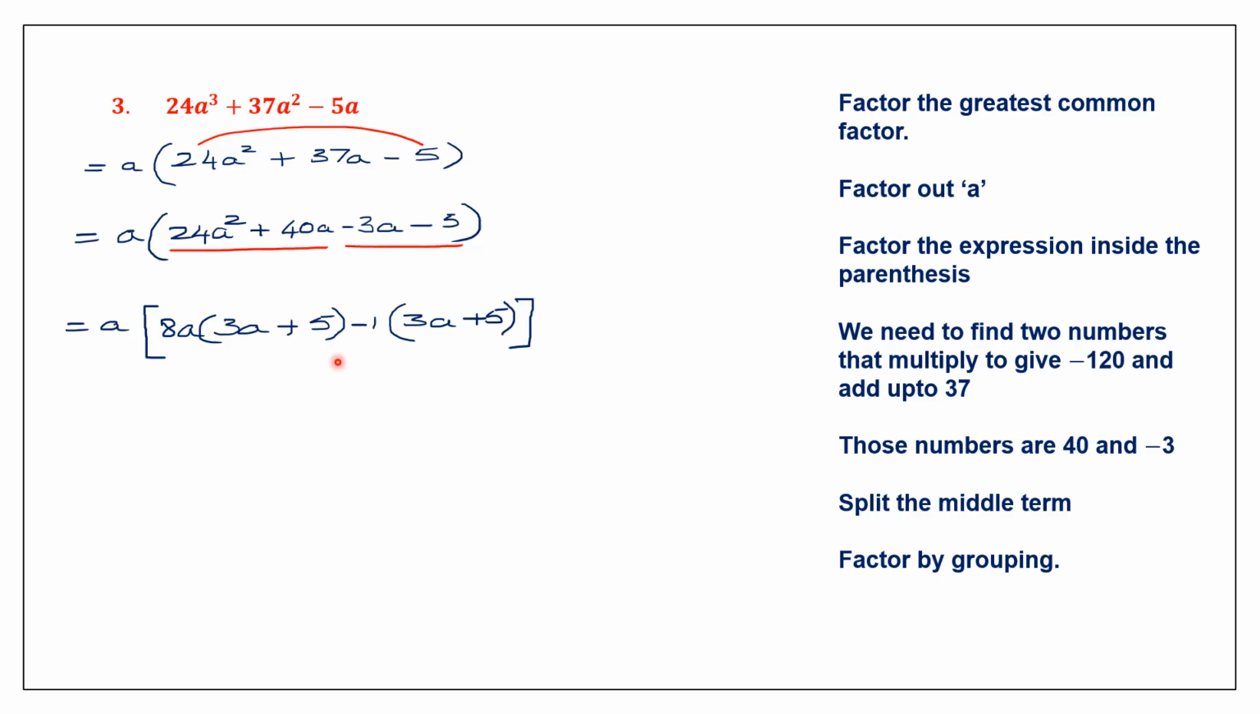Now from what is inside the brackets, we are going to pick out the common binomials here. So here this will remain as it is. And inside, what do we have? 3a plus 5 is common, so we can write that 3a plus 5 is common, and the other common factor will be 8a minus 1. So this will be our final answer.